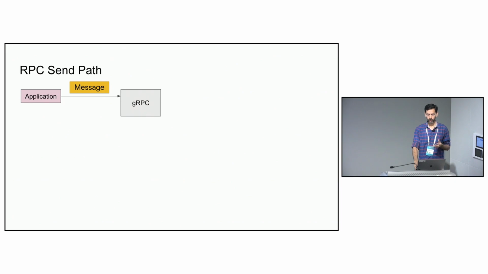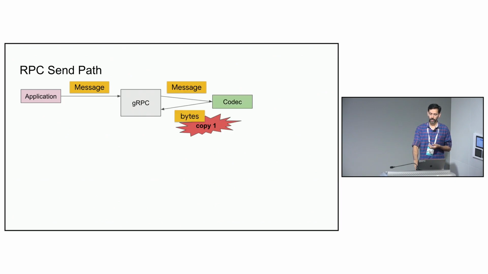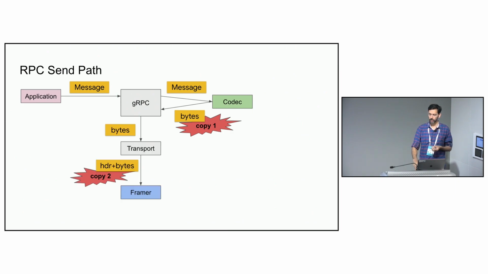So we start off with the application sending a message to gRPC, and gRPC gives that message to the codec. The codec comes back with bytes. So here we have a copy because the codec has to create that byte slice and put the serialized bytes into it. Next, gRPC hands off these bytes to the transport, and the transport has to hand off these bytes to the HTTP2 framer, which actually converts the bytes into HTTP2 frames.